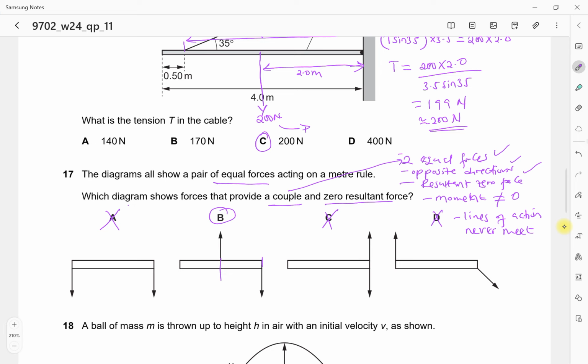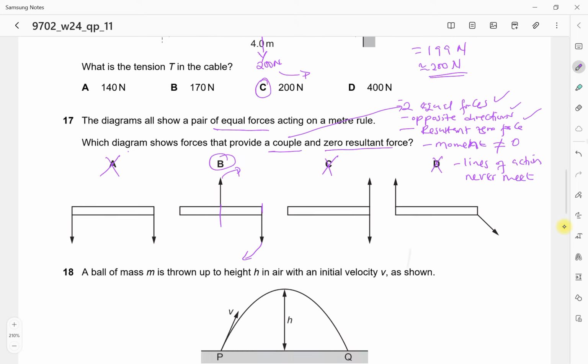The moment is not zero because they are going to cause rotation in this direction here. So these ones cause rotation. In other words, the moment is not zero because a couple normally causes a rotation in one particular direction.